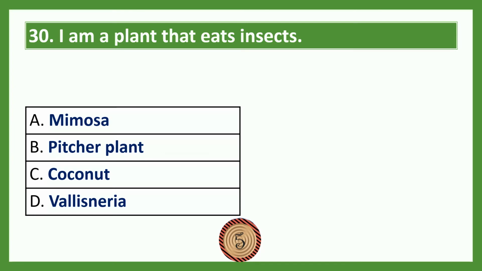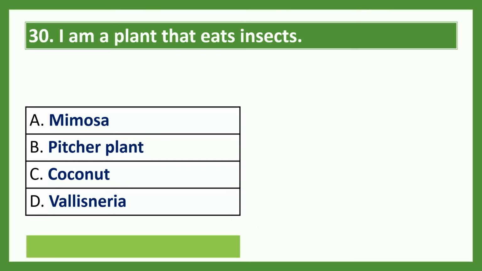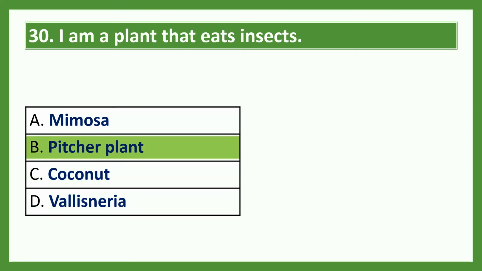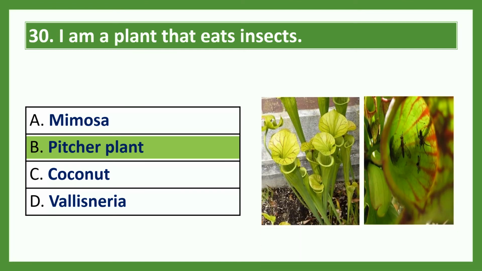I am a plant that eats insects. Option A, mimosa. Option B, pitcher plant. Option C, coconut. Option D, Vallisneria. The answer is option B, pitcher plant. In this picture, we can see the pitcher plant.